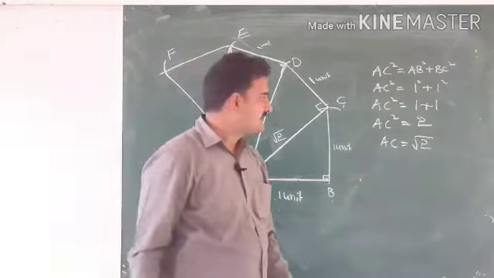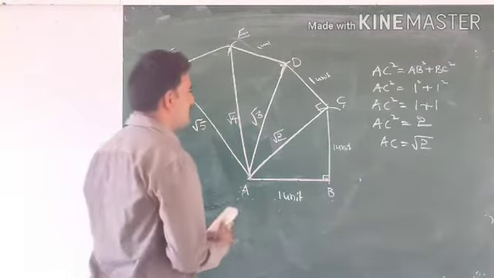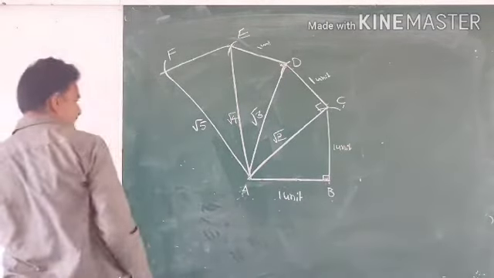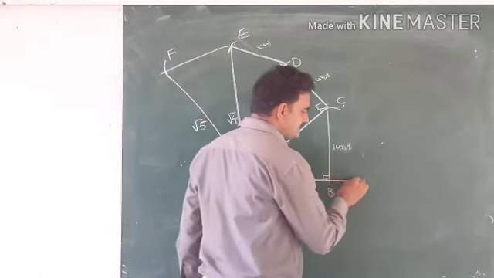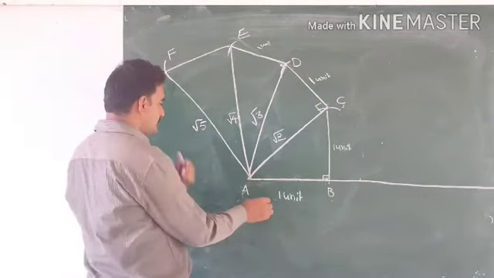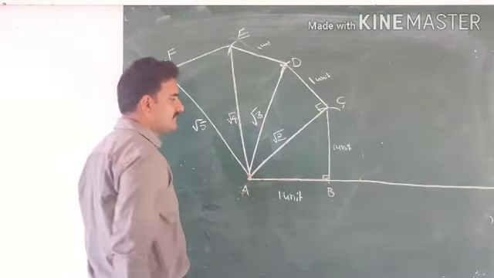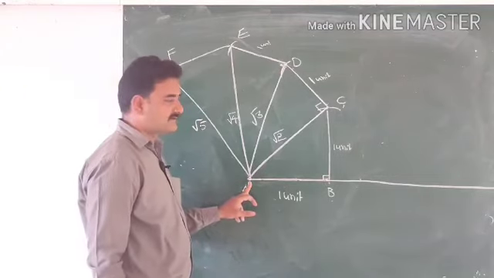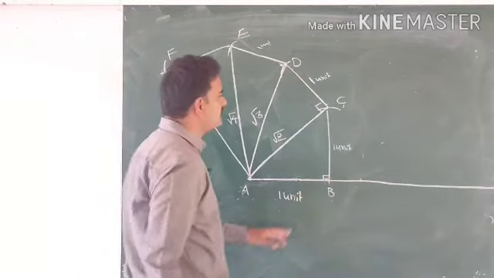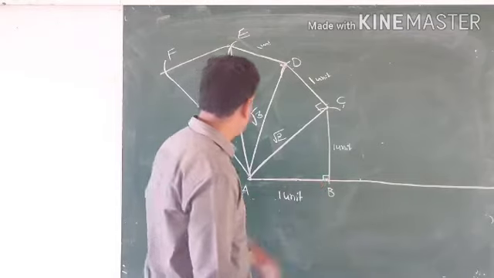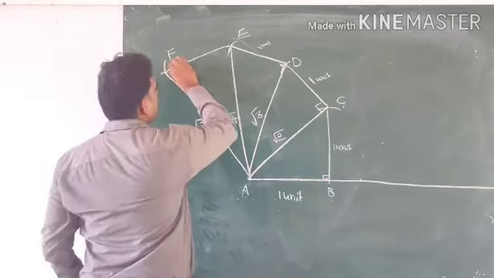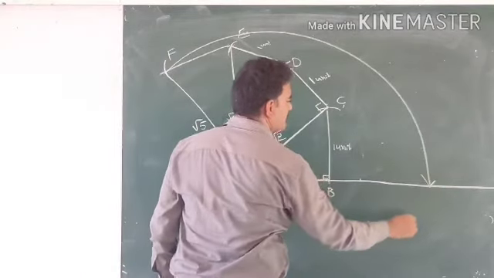Still not completed. Root 5. Now extend this line. Keep your needle on B, and keep the pencil here, and draw an arc. This is root 5.